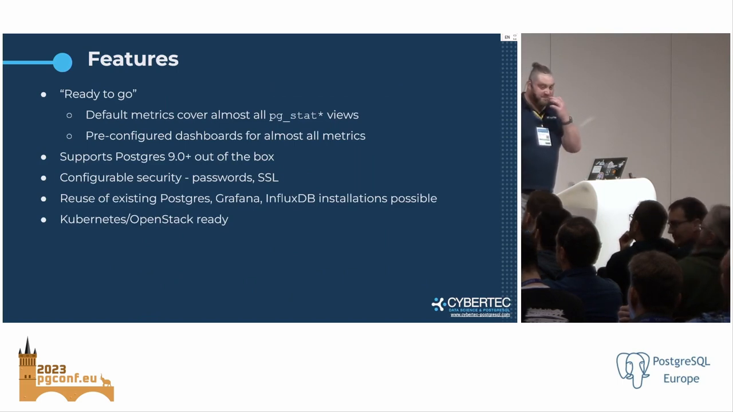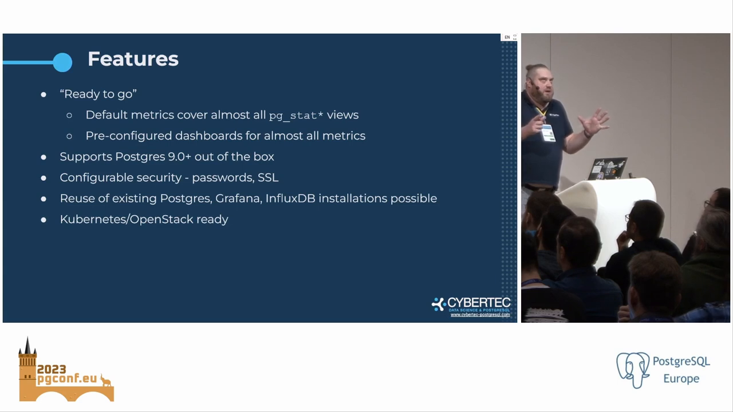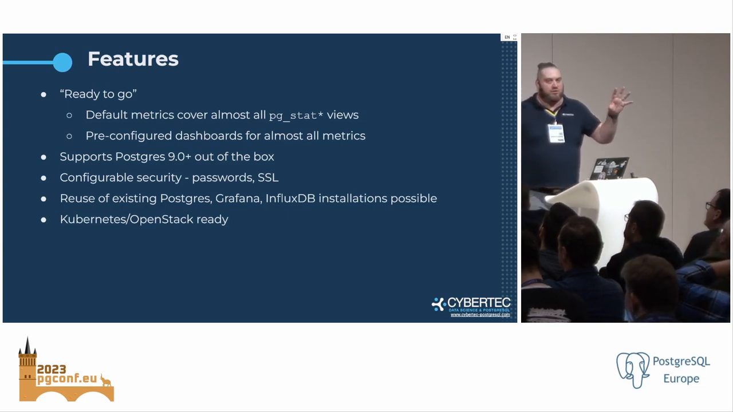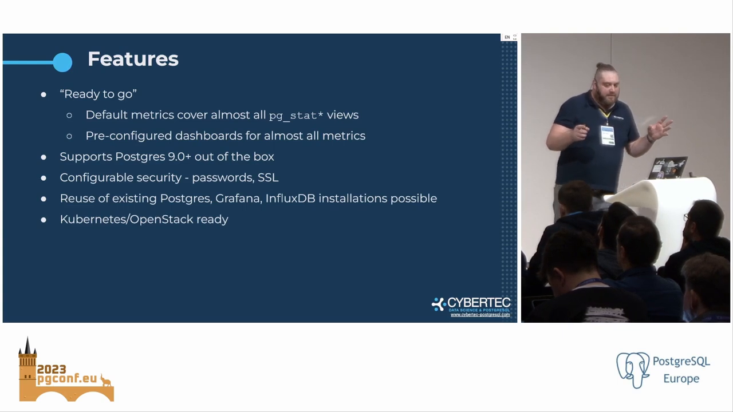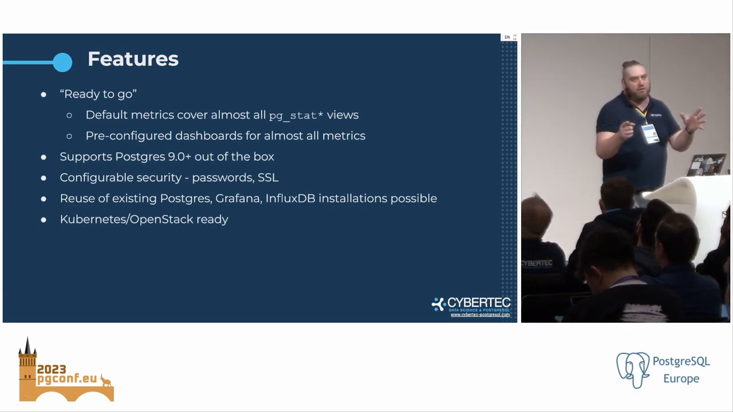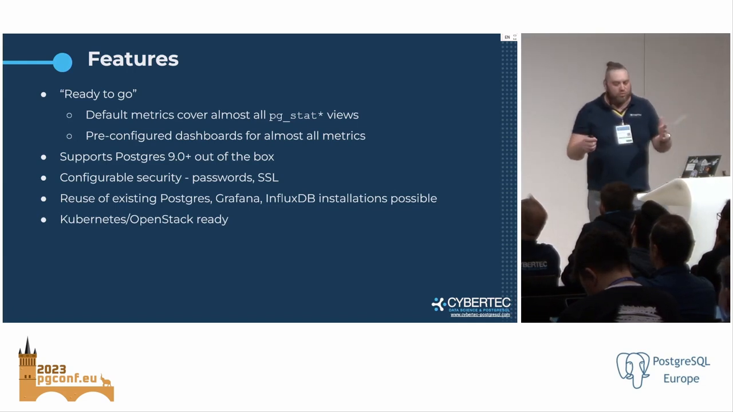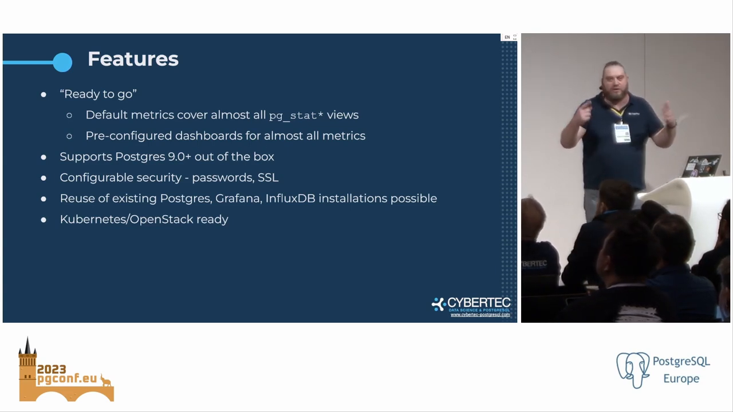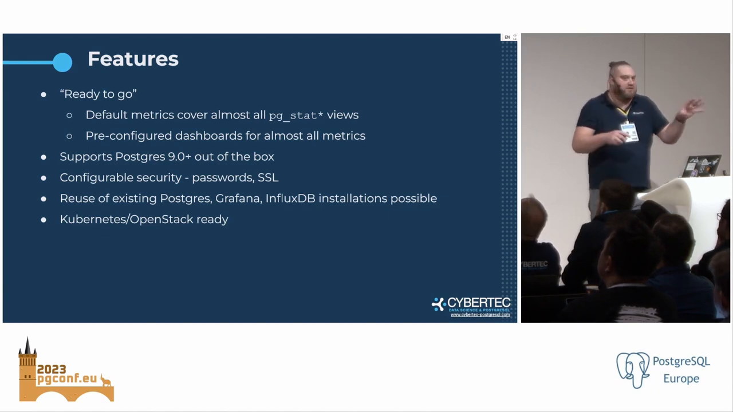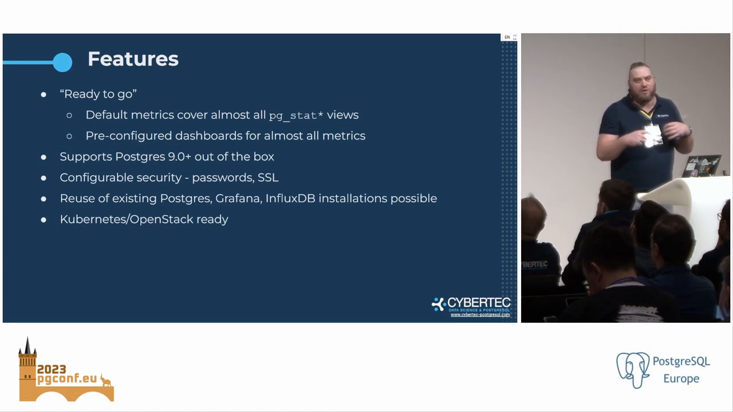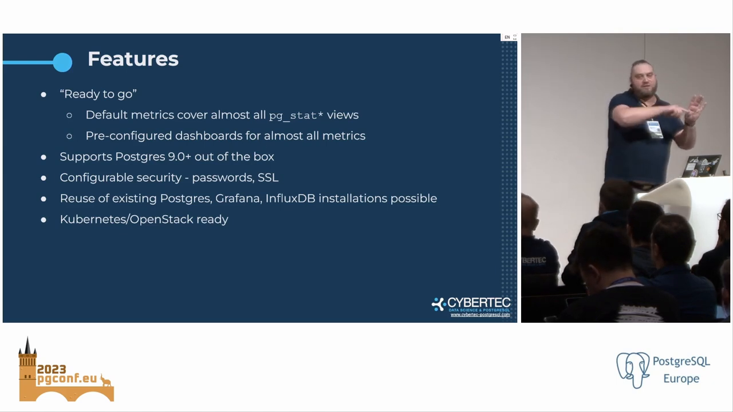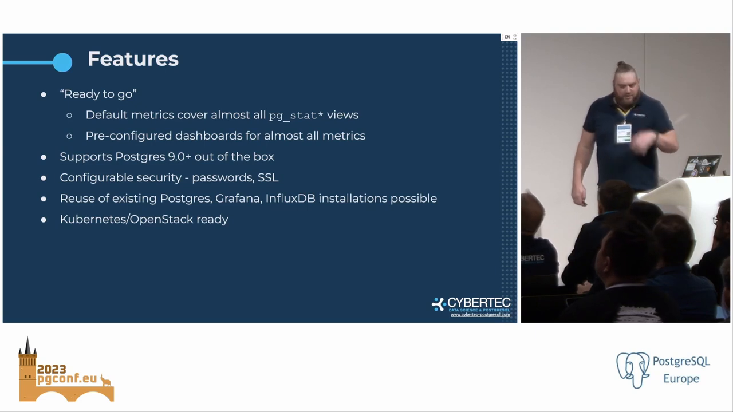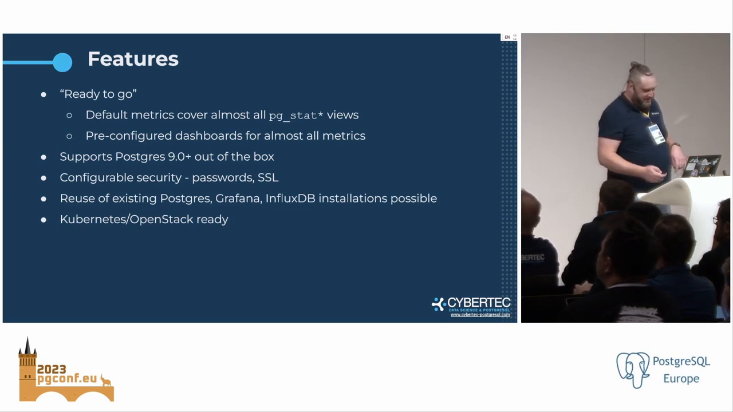Okay, so features. As I said, it's one binary and it's ready to go. You provide configuration, you start it, and you're ready. If you already have Grafana, or you already have Influx running, or Timescale, or whatever in your company or environment, you can use that. You don't need to start another one just because we do so. You can say in configuration, okay, for that use this link, for that use this link. And of course, Kubernetes, whatever, ready.